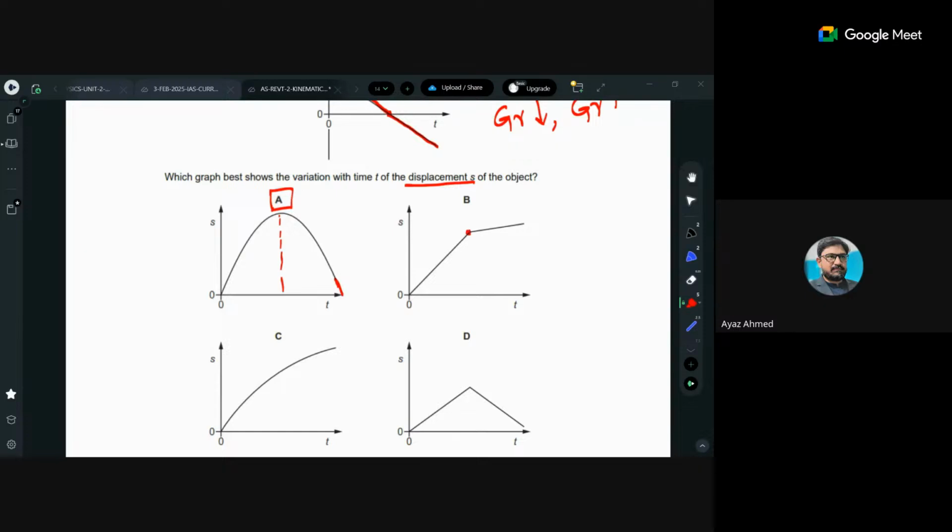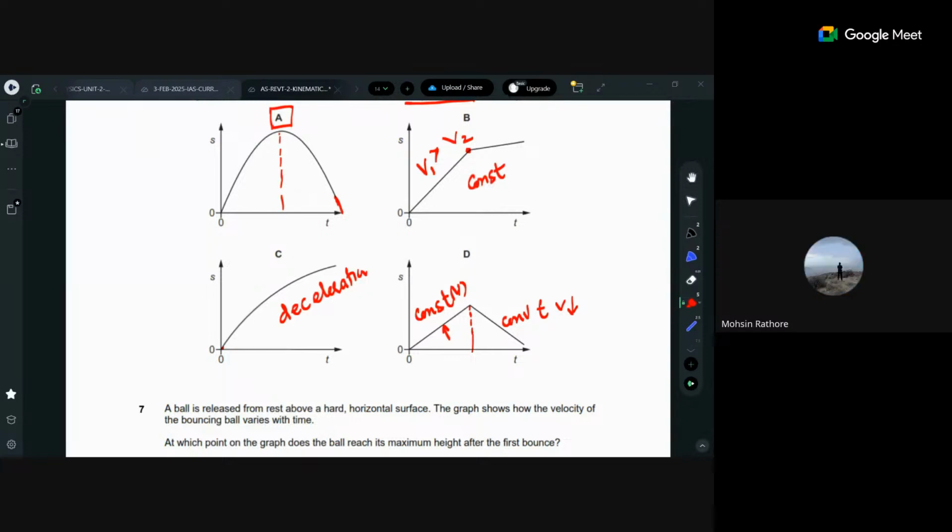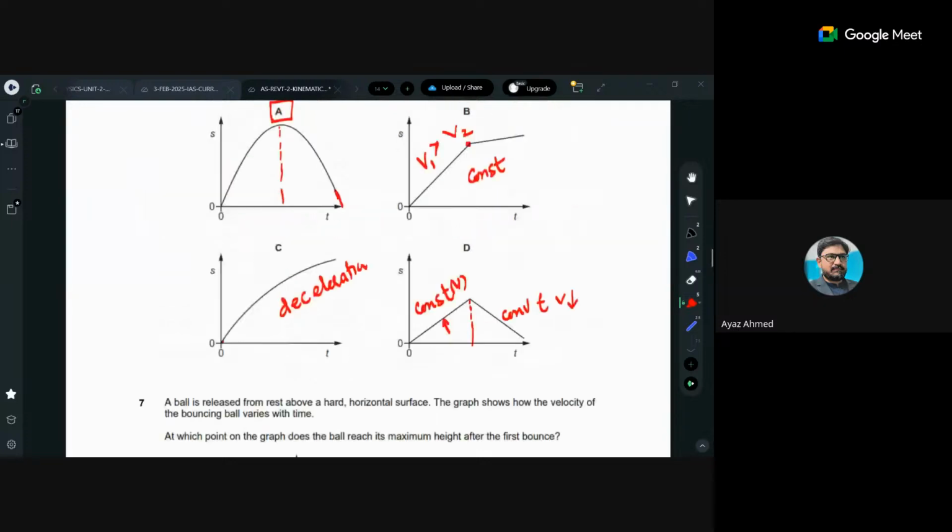But in these two graphs, the velocity during the first half is greater than the velocity during the second half, and both the velocities are actually constant, which is incorrect. Here it is uniform deceleration, which is not taking place there. It is basically constant velocity upward and constant velocity downward, because the gradient is not changing. So is this all clear to everyone? Yes, sir. Clear. Okay, good. So the right option would be option A.